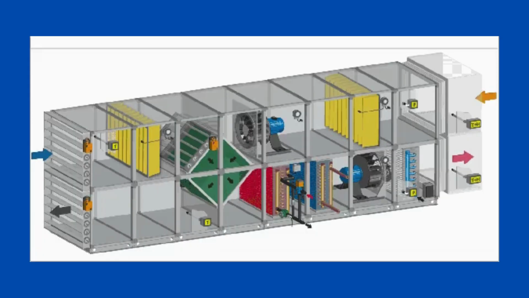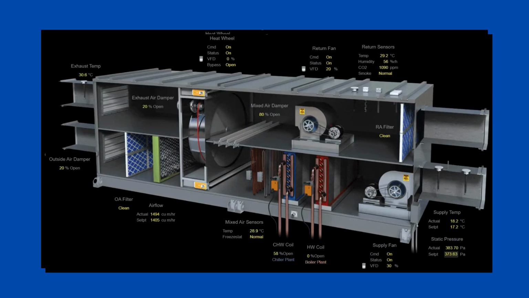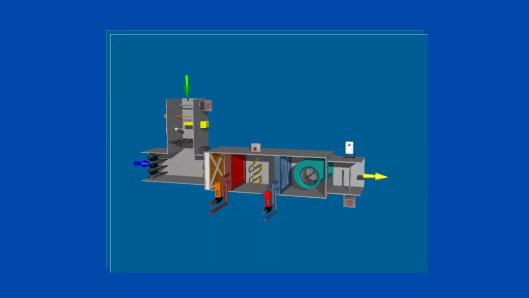3. What are the different types of air handling units? There are two main types of AHUs, draw-through and blow-through. In a draw-through AHU, the fan is located after the heating or cooling coil and filters. In a blow-through AHU, the fan is located before the heating or cooling coil and filters.